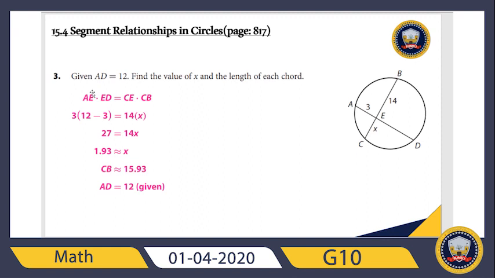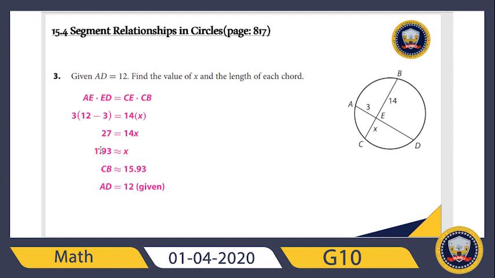Very good. Now, AE is given to be 3. What is ED? It's not given. How can I find it? I have AD, that is 12. So ED is 12 minus 3, which is what? 9. Now the other side, CE, which is X, times EB, that is 14. Very good. 12 minus 3, that's 9. 9 times 3, that is 27, equals 14x. Now x is 27 divided by 14.